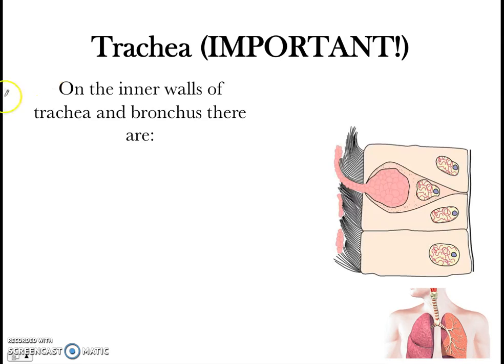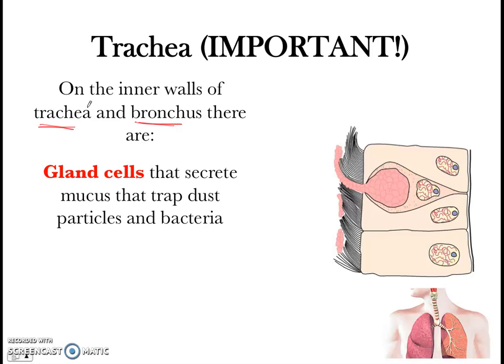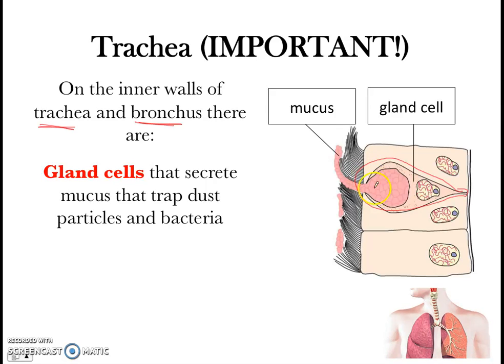Now, on the inner walls of the trachea, and also the bronchus, which we'll see in the next slide, there are two types of cells. Okay, the first type of cell is the gland cell. Right, the gland cells, their function is to secrete mucus to trap dust particles and bacteria. So any dust particles and bacteria that go down the trachea will be trapped by the mucus secreted by these gland cells. So over here in this picture, this is the gland cell, and it is secreting mucus represented by this pink substance in the diagram.